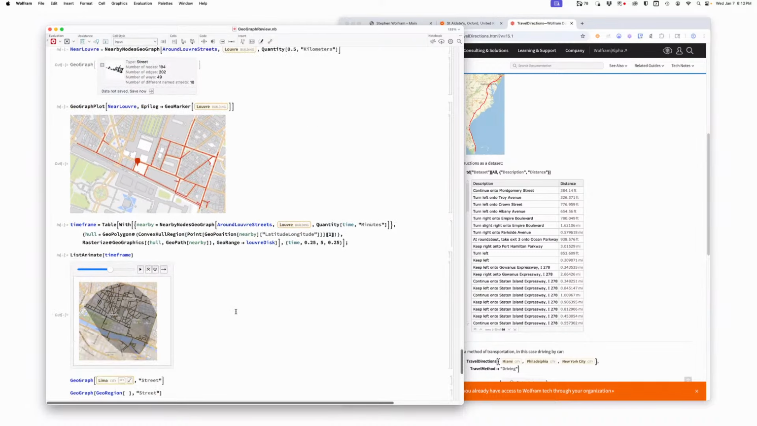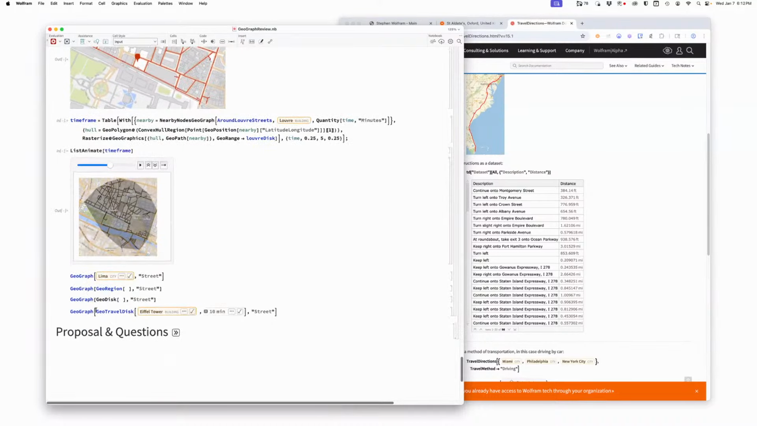Like GeoDisk. Look, GeoTravel disk would make a region like this if you render it. I see. So it's some sort of street set, all the complex file of streets, as you've done here. Yeah. Okay.